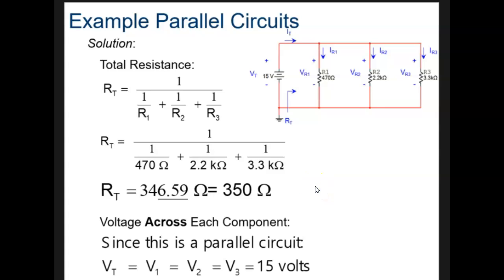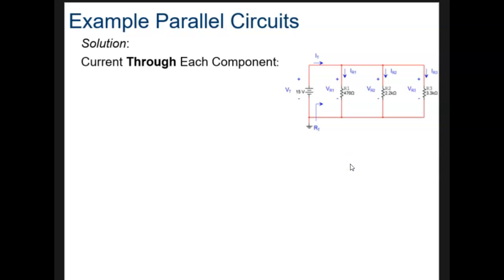Now let's find the voltage across each component. The voltage across each component in a parallel circuit equals the battery voltage, 15 volts, because the total voltage going through the battery is 15 volts.